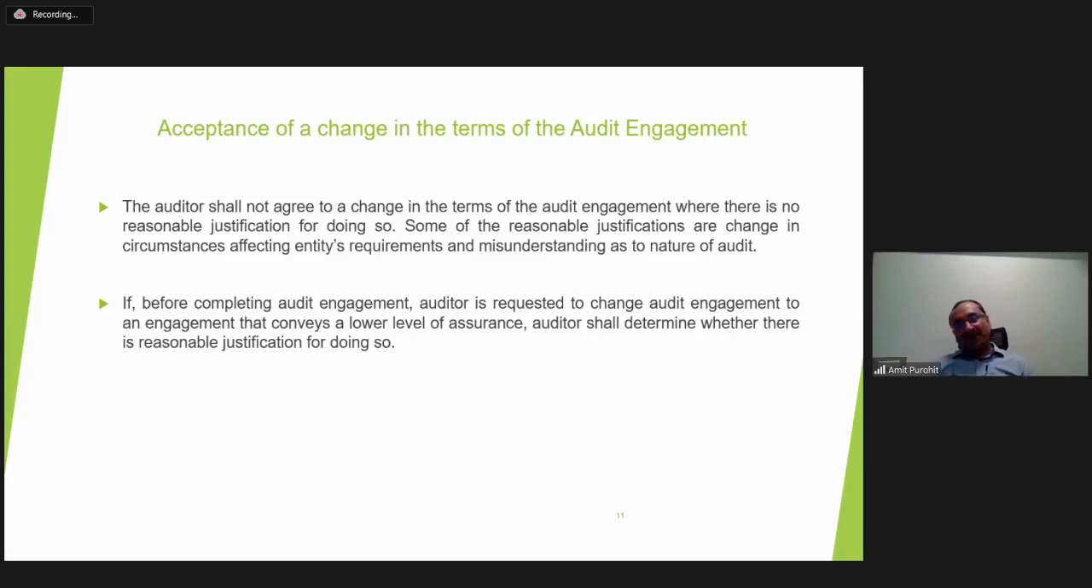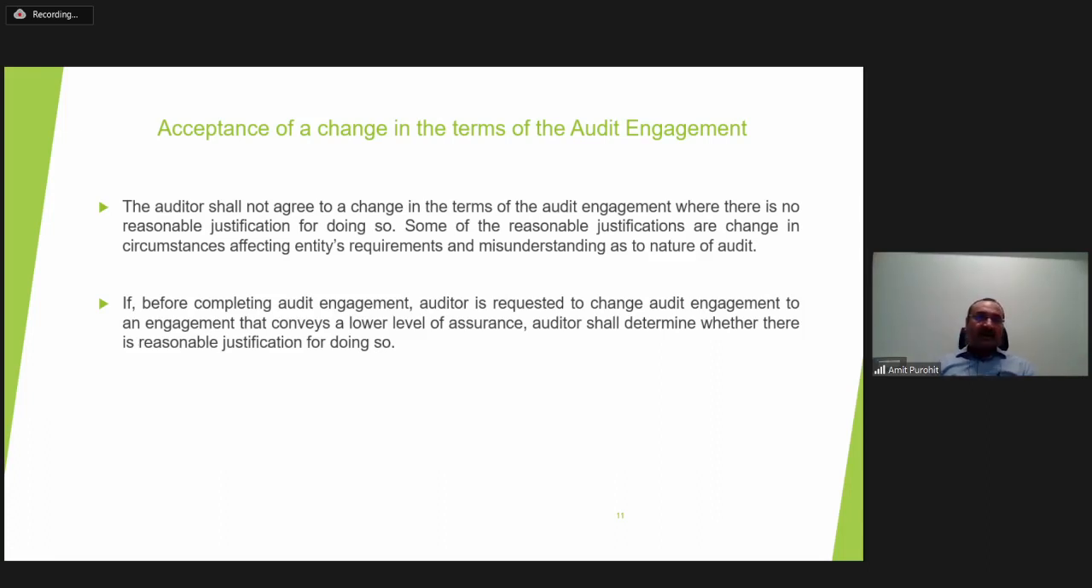So the auditor shall not agree to a change in the terms of the audit engagement when there is no reasonable justification for doing so. Some of the reasonable justifications are a change in the circumstances affecting the entity's requirement and a misunderstanding as to the nature of the audit. So say, for example, if during the course of the audit the management comes out with some new terms of audit engagement, and if the auditor feels that these new terms are not justifiable, then he will not accept those terms.